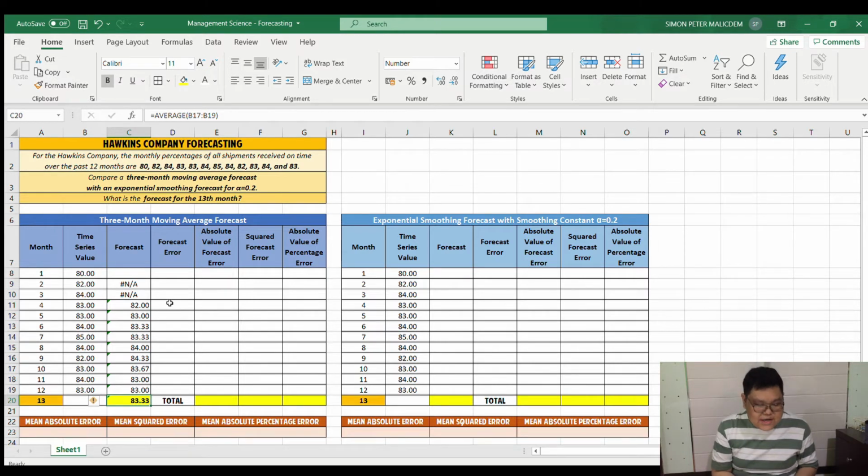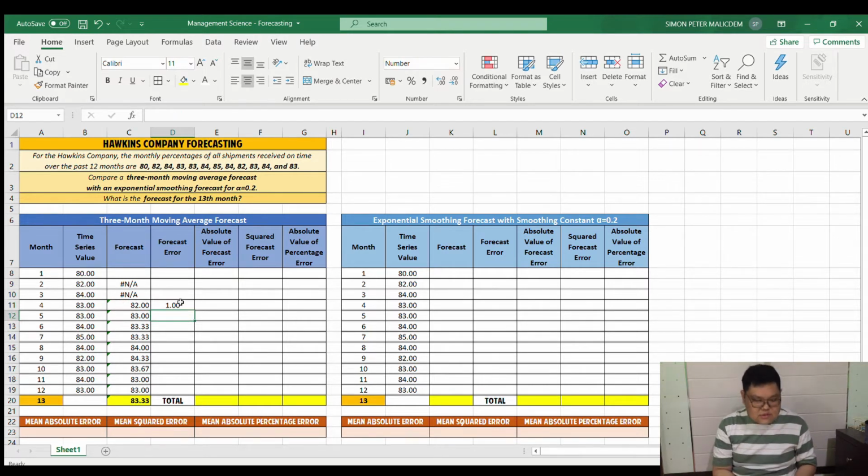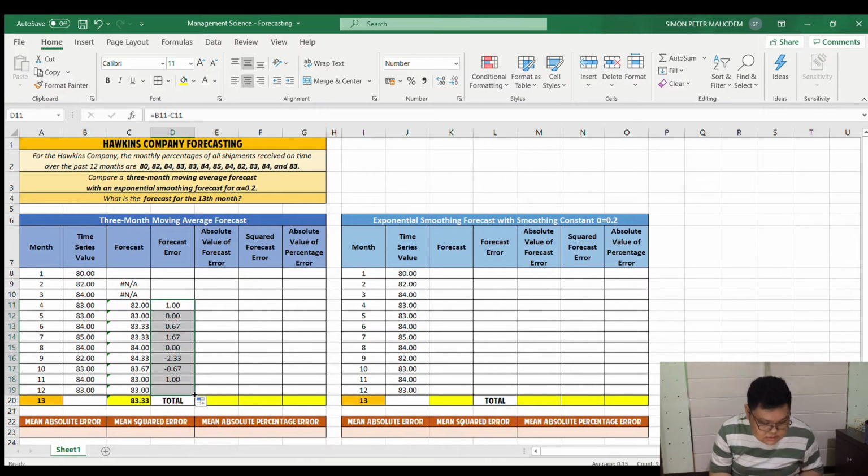So for the forecast error, we would only subtract 83 and 82. Enter. So we have 1. Drag the corner until the 12th month. And there we have it, our forecast errors.